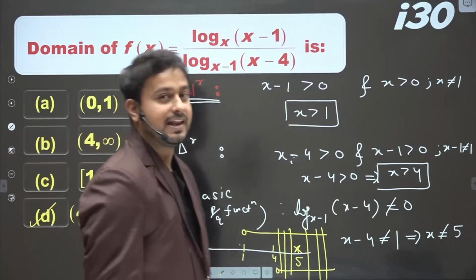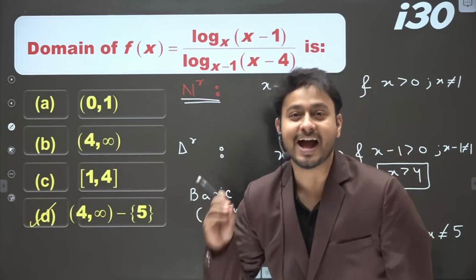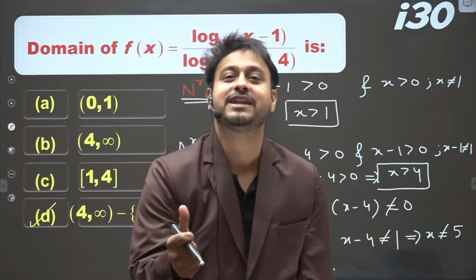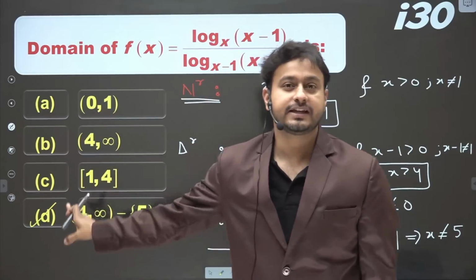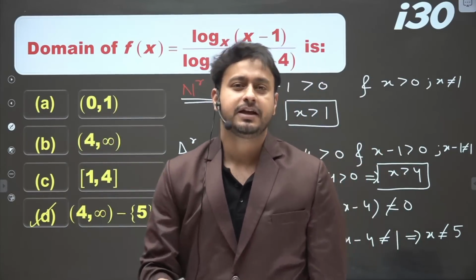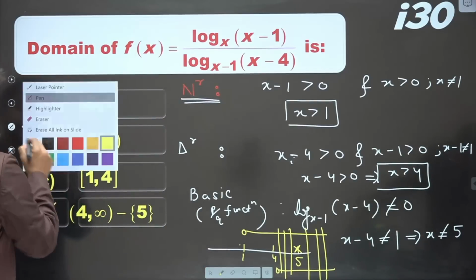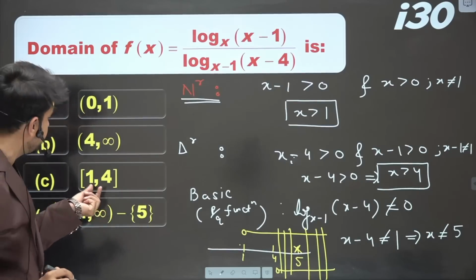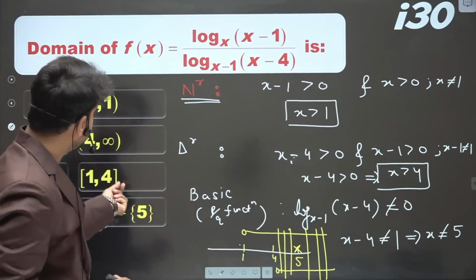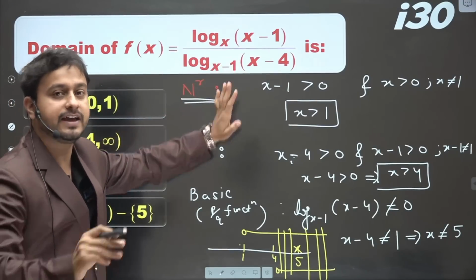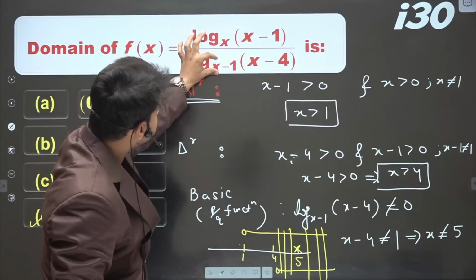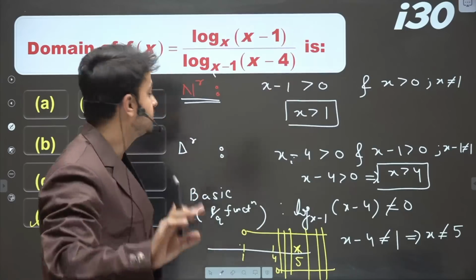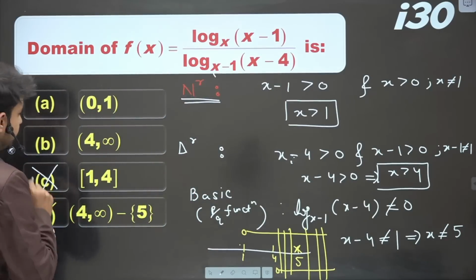But let's suppose if we have to do it in the I-30 way, so there's a very simple idea behind it. That is, we can simply check the options and we can definitely get the answer in seconds. So what we will do is that we will first of all put the options, right? Here what is happening in option C, we have 1 and 4 included. So we'll put 1 and check whether it is satisfying. I guess no, because the base over here is becoming 0 and here the argument is also becoming 0, which is not possible. So this option is negated.